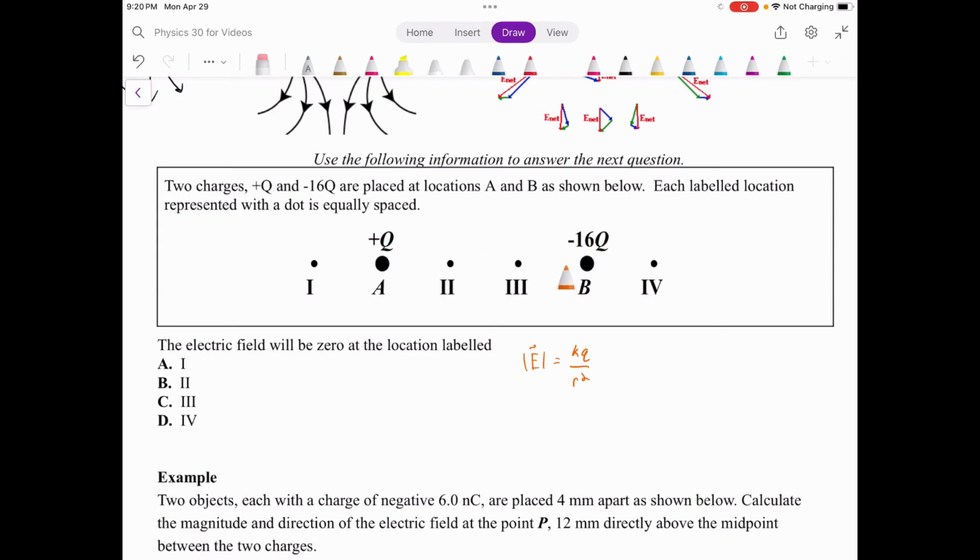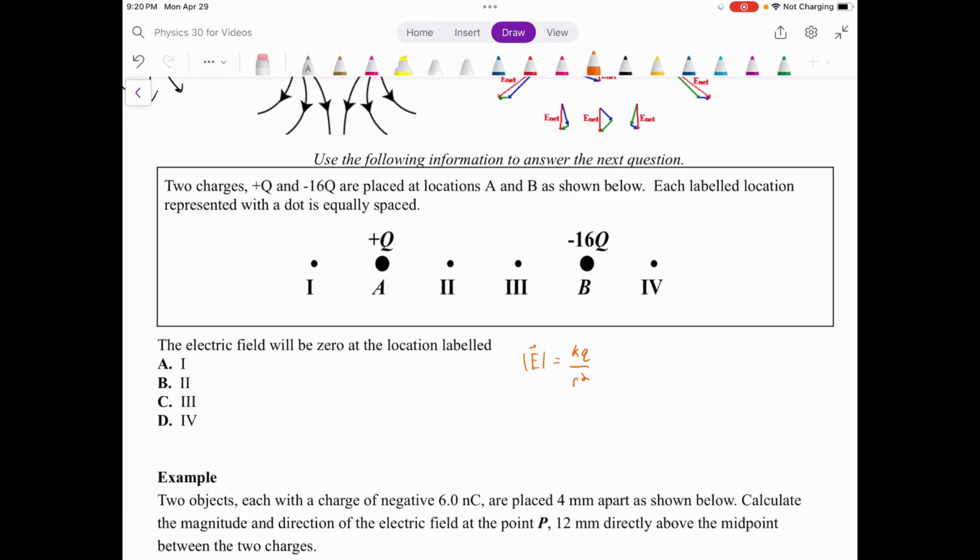If we're the same distance from this one as we are from this one, then this is going to have a larger electric field at that location, right? It's got 16 times more charge. So let's just look here. Let's see if we can eliminate any right off the bat, okay?